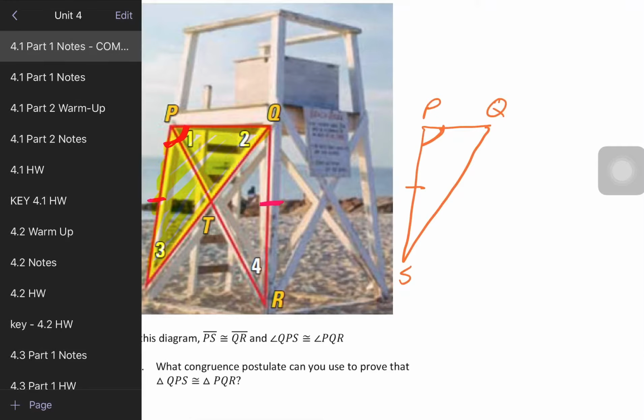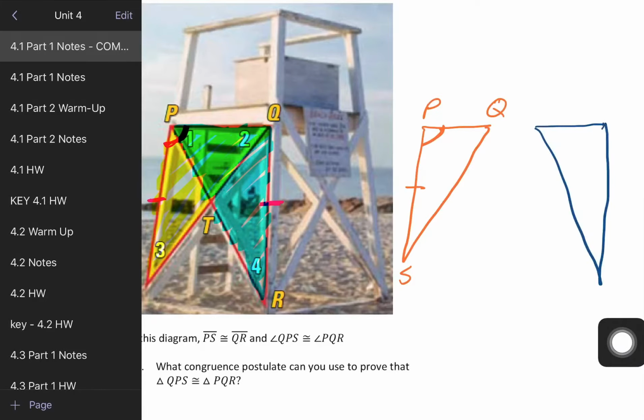And then we have the other triangle, which is PQR, which I'll color in blue. QPR is in blue, and I'll copy that over on the other side. And we know that this angle, which is angle PQR, is congruent to QPS, and then the side QR is congruent to PS.